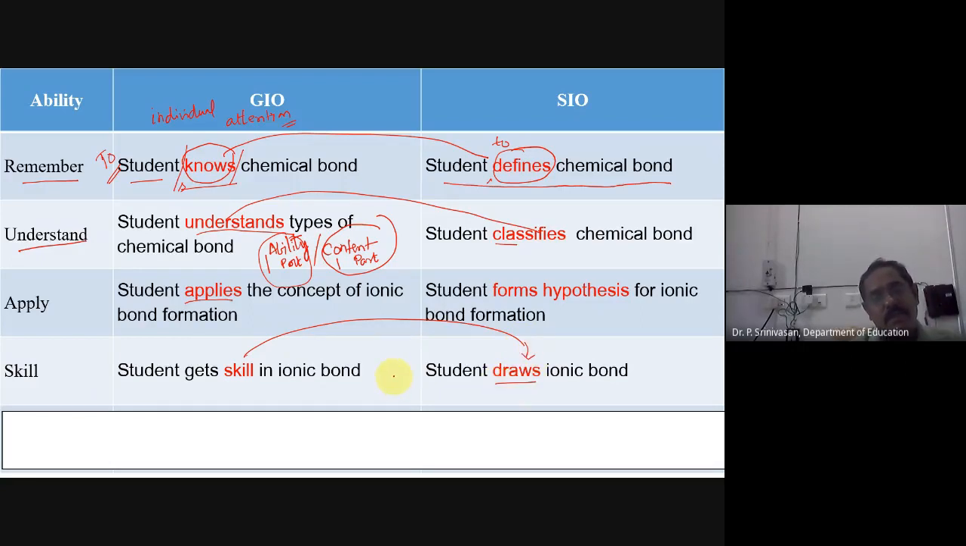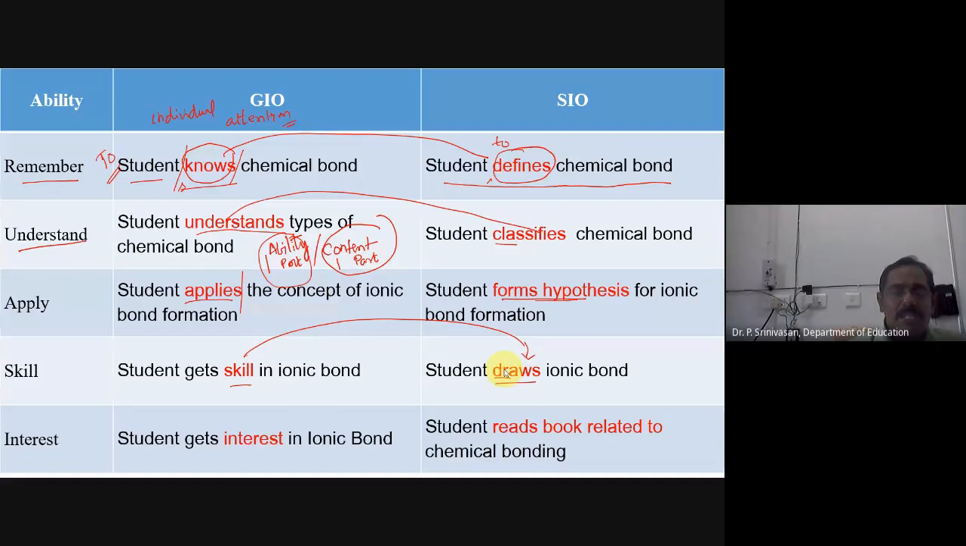Okay. You can get more equivalent words on the website also. You can check it out for apply. What are the equivalent terms for application, and for skill? What are those things we can write? I have also given them in my previous slide.